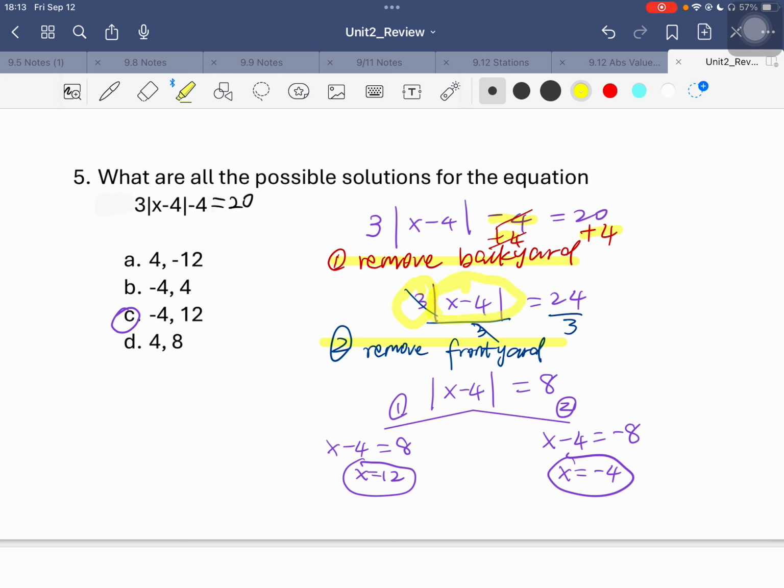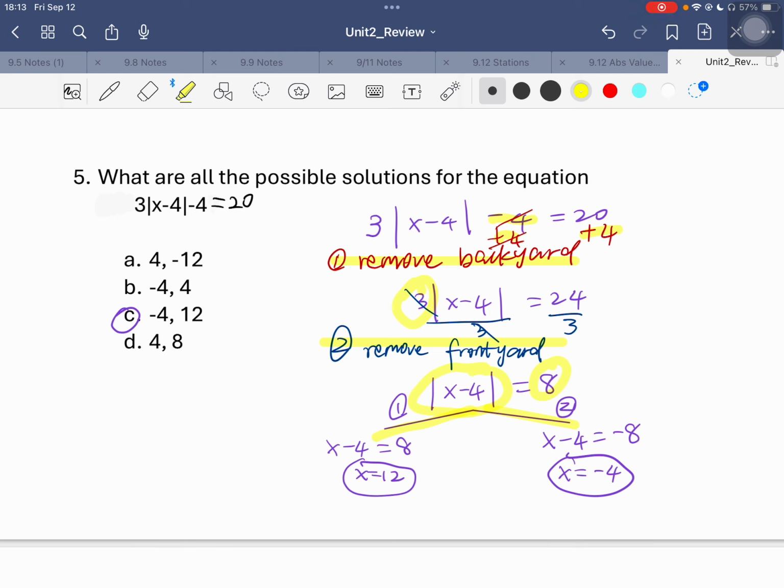Once you divide it, you don't change anything of the house. You just move the house down to here. Don't change anything inside it. And 24 divided by 3 is 8. That's correct. Now we have a house and a number. We can split into two cases now.